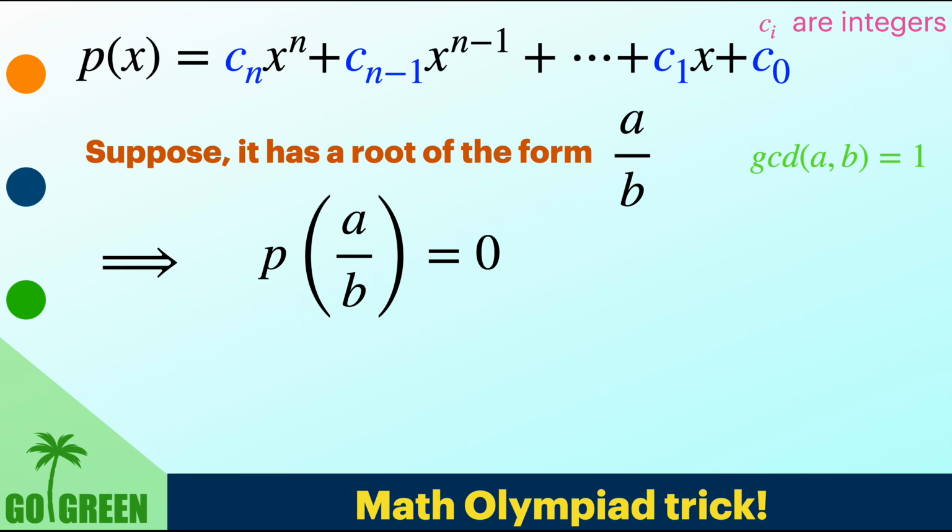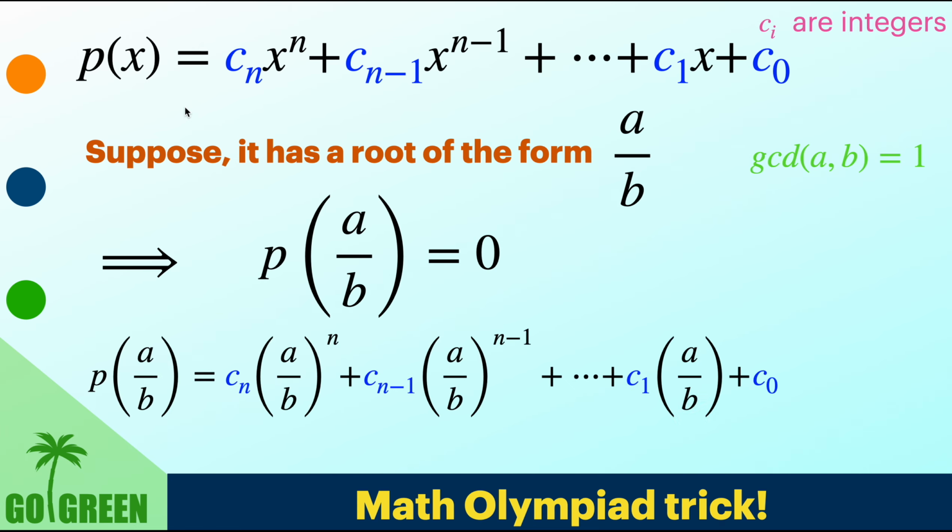So if a/b is a root, then in place of x, if I write a/b, then P(a/b) after calculation should give 0. That is the meaning of a/b being a root of this polynomial. So if P(a/b) is 0, then what happens? Just put x equal to a/b in the expression, so instead of x we put a/b, and to the power n, to the power n minus 1 and so on.